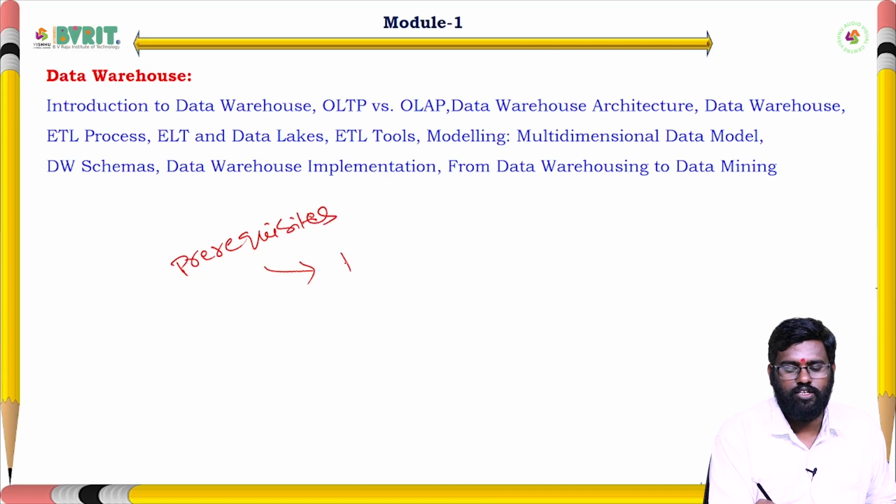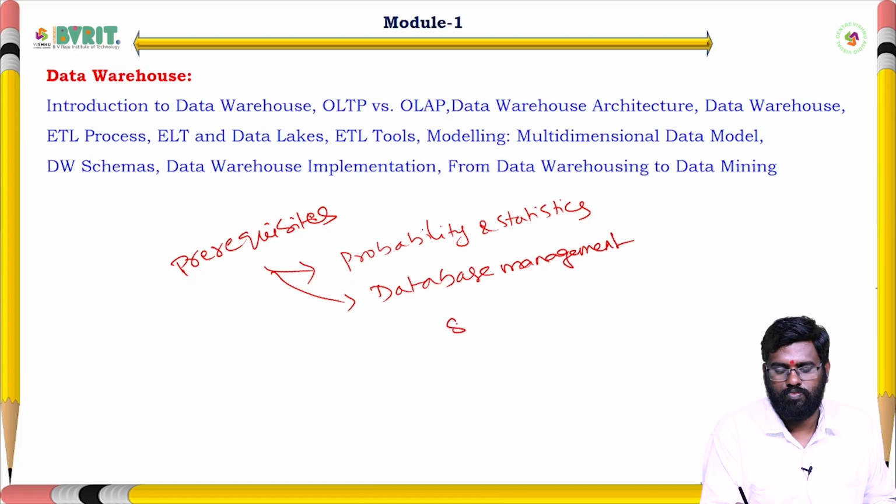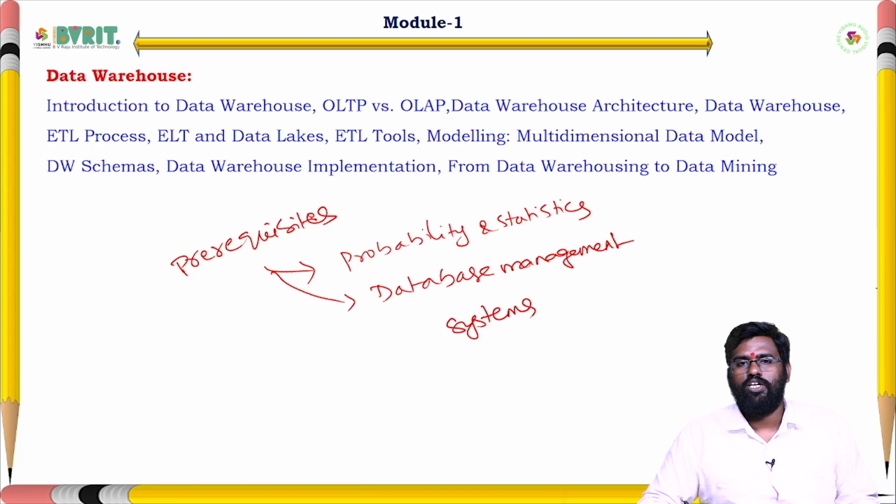for data mining: probability and statistics, and database management system. These are the main prerequisites used to implement the data mining course. So now the first module contains data warehouse.